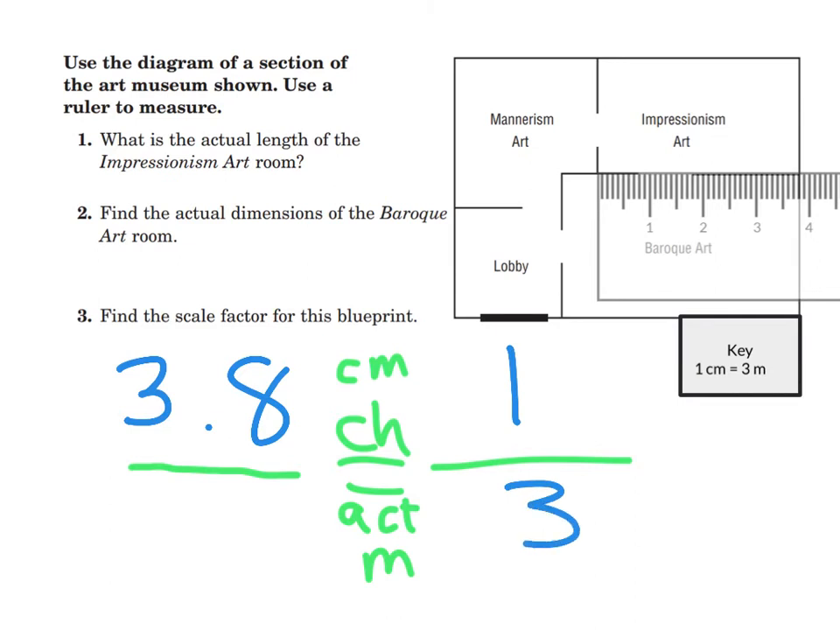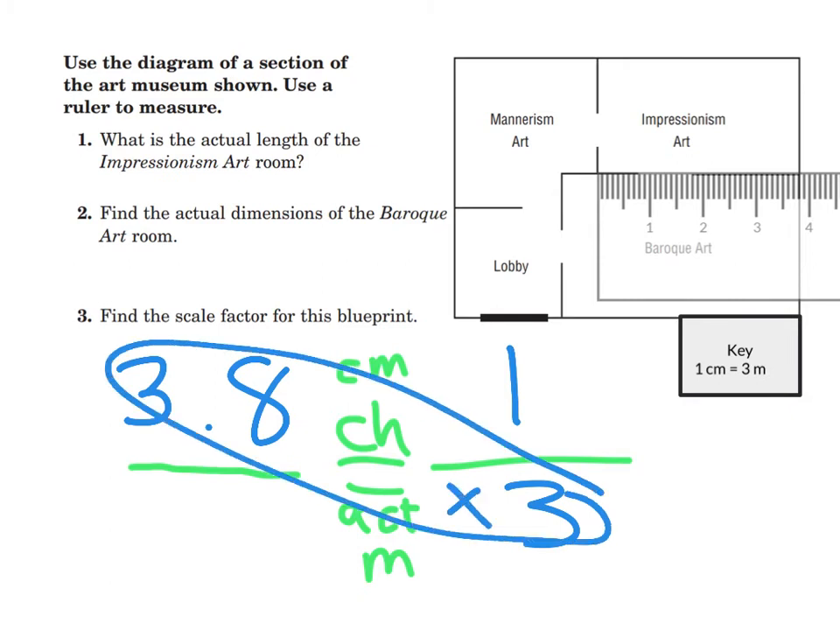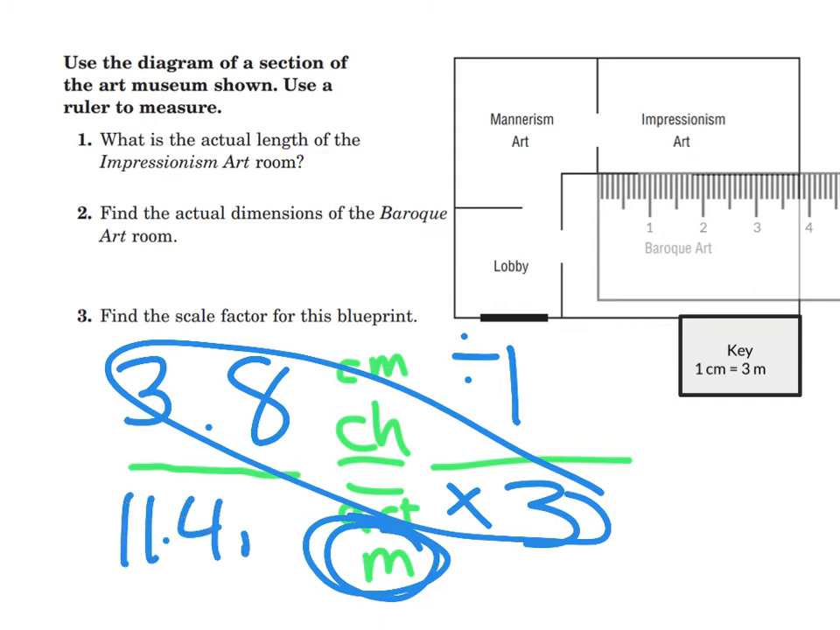As soon as I have that set up, I'm ready to use my calculator and multiply and divide. Of course, we multiply these, divide by this, and then what I want you to remember is you already have the label for that's coming out of there. Our 3.8 centimeters is going to turn into meters as we work it out. And so when you work that out, you're going to get 11.4, and you'll end up with an answer of 11.4 meters. So the length of the Impressionism art room is going to be 11.4 meters.